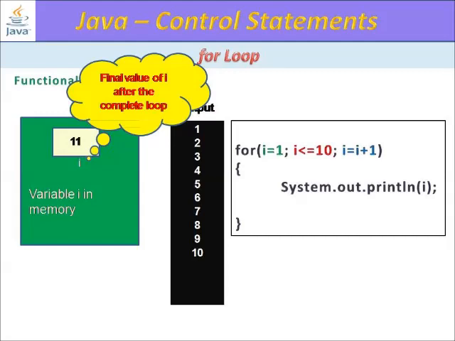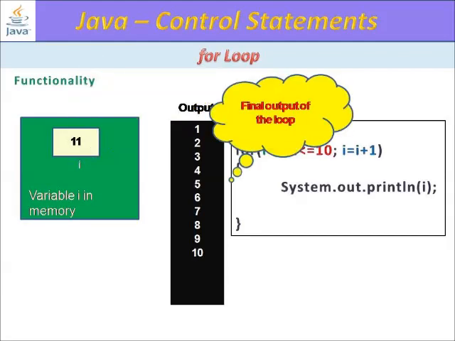Okay, if you observe the last value of I in the memory, I is equal to 11, right? And on the output you can see that we have printed the values ranging from 1 to 10, right?